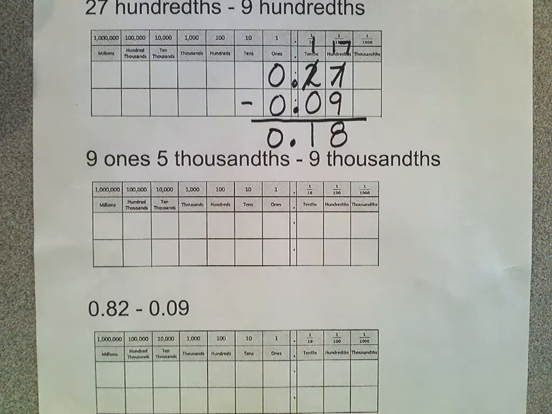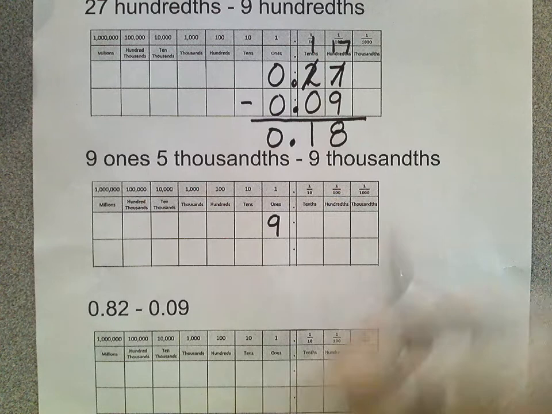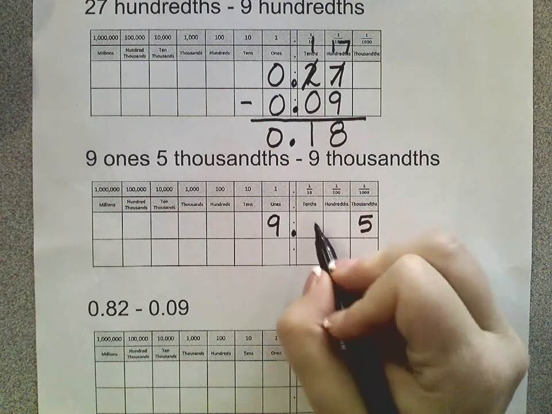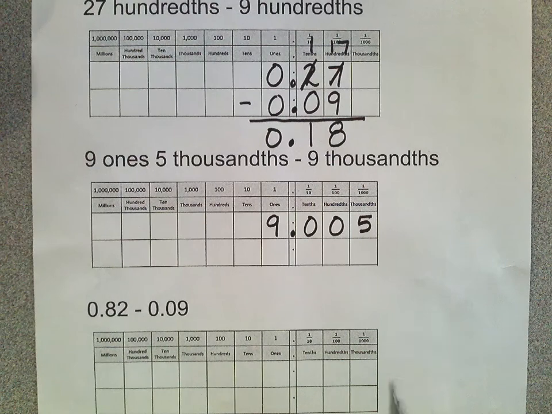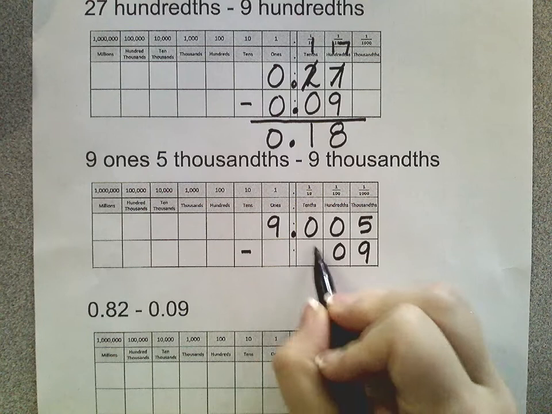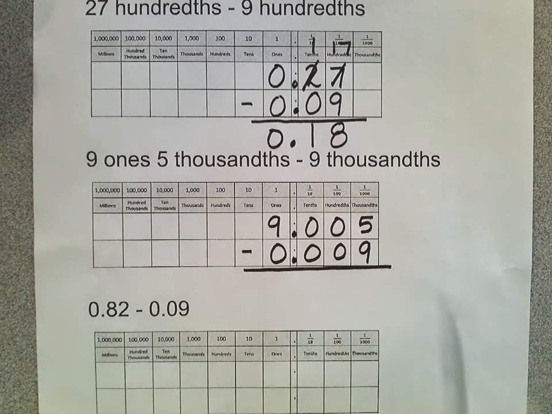We have 9 ones and 5 thousandths. I'm going to build that number. A 9 in the ones place, 5 in the thousandths. I notice I have to go ahead and fill in my place zeros because you can't have blank spots. Minus 9 thousandths. Fill in my place zeros. So that's what our problem would look like, written in standard form.